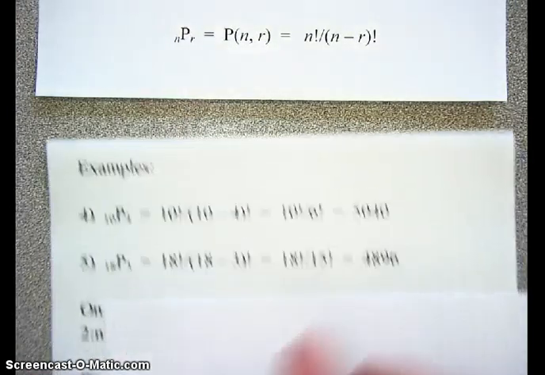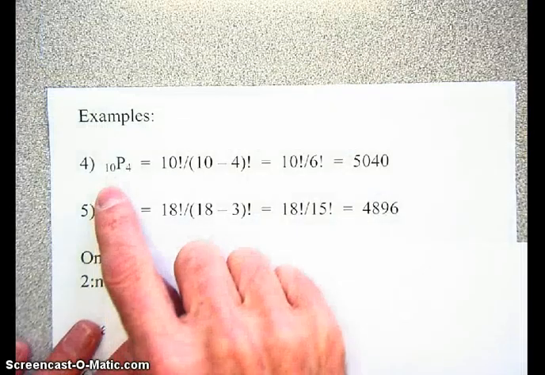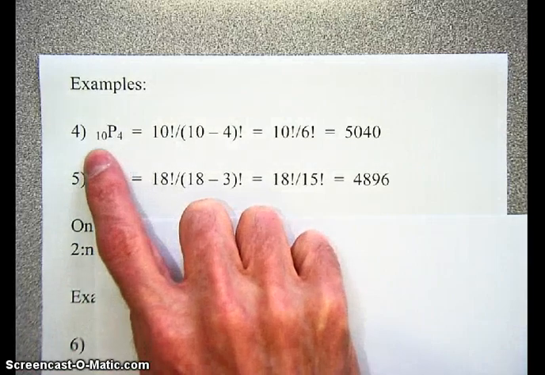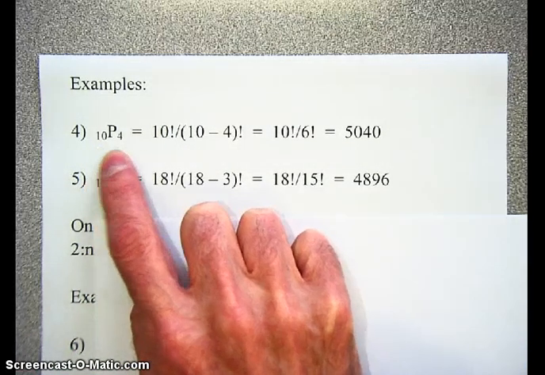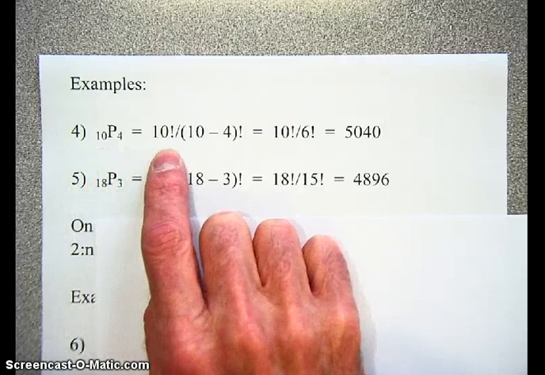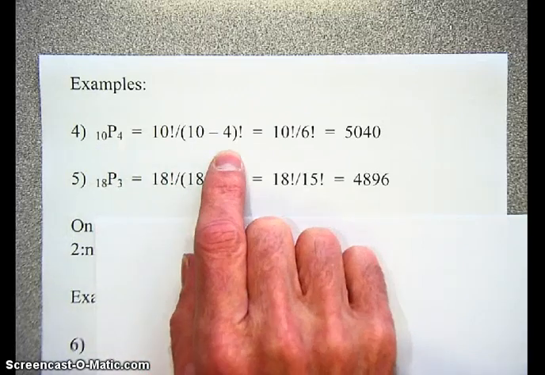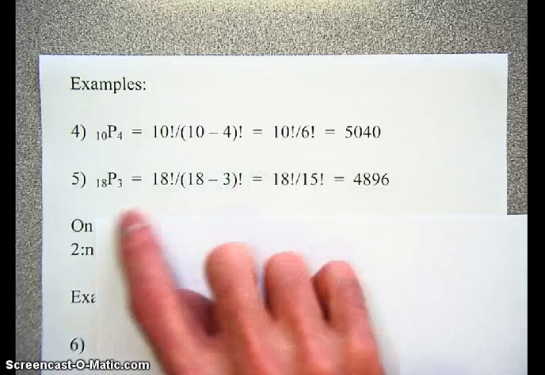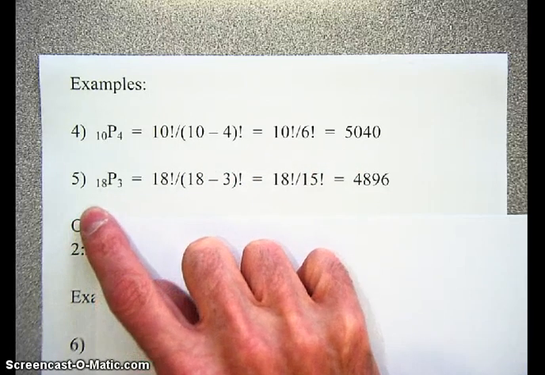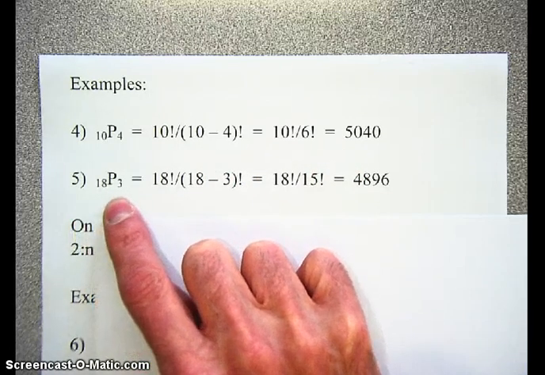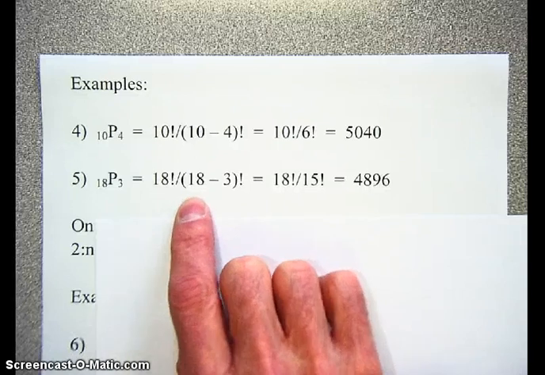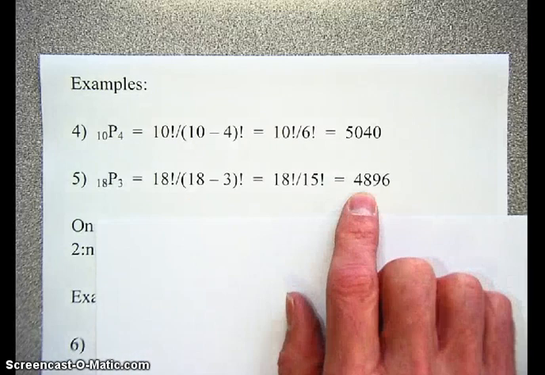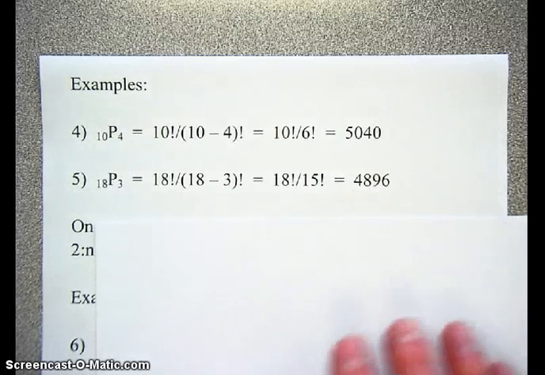If you want to find the number of ways you can arrange 4 objects drawn from a set of 10, that would be 10P4. And that's the number of permutations of 10 objects taken 4 at a time. It would be 10 factorial divided by 10 minus 4 factorial, which is 10 factorial over 6 factorial. It's 5,040. If you want to figure out the number of permutations of 18 objects taken 3 at a time, that would be 18 factorial over 18 minus 3 factorial, which is 18 factorial over 15 factorial, or 4,896.